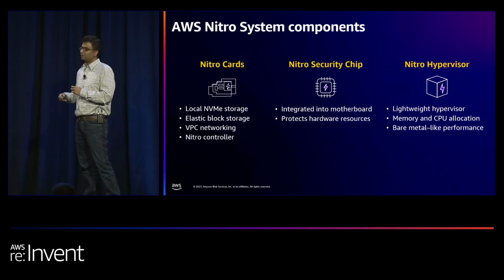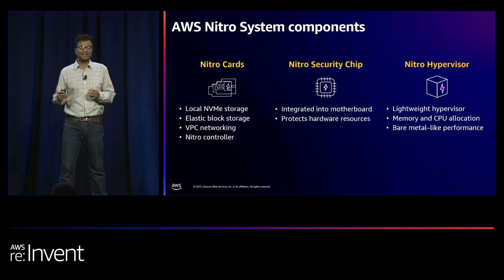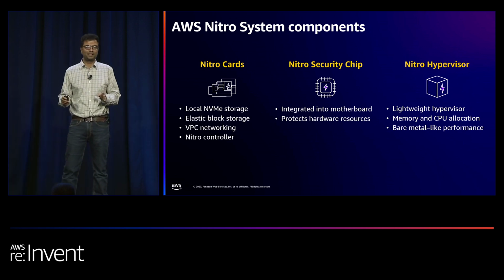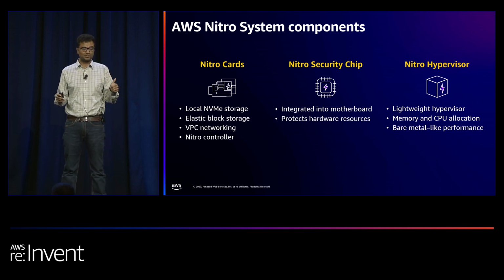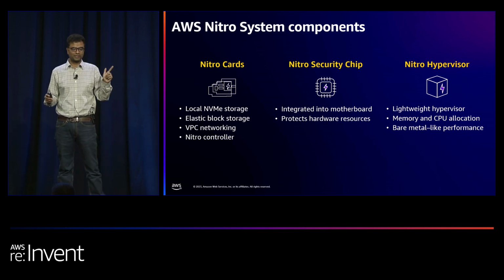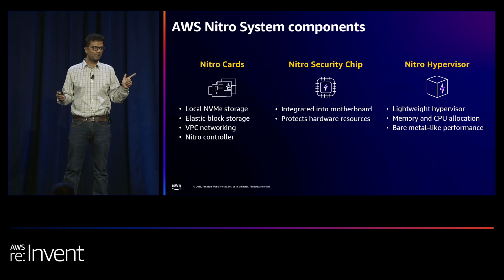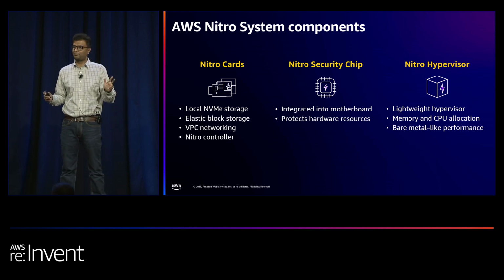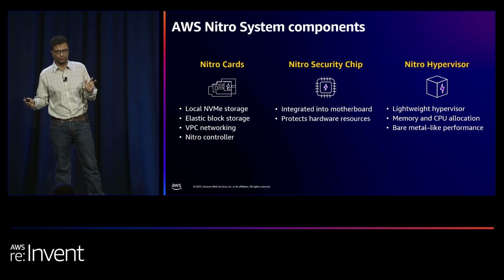If we dive one level deeper into the different components, then at a high level, I would say that there are three different components of the Nitro System: the Nitro cards, the Nitro security chip, and the Nitro hypervisor. The Nitro cards and the Nitro security chip are the hardware-based components, whereas the Nitro hypervisor is a software-based component.